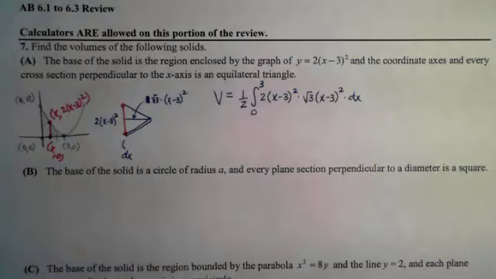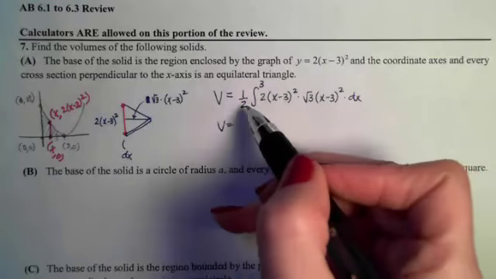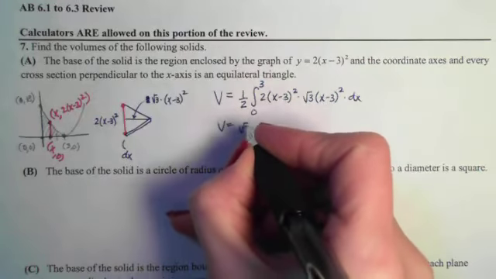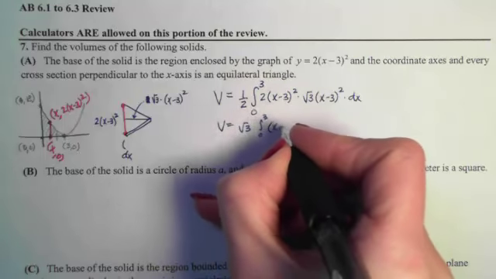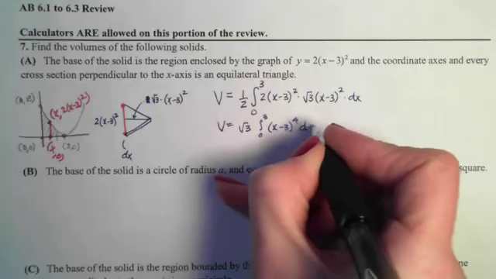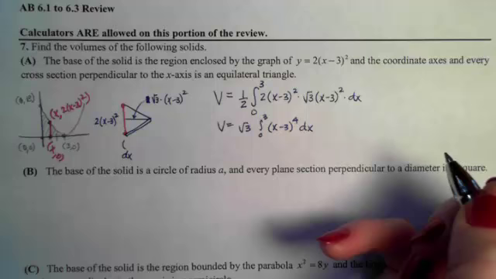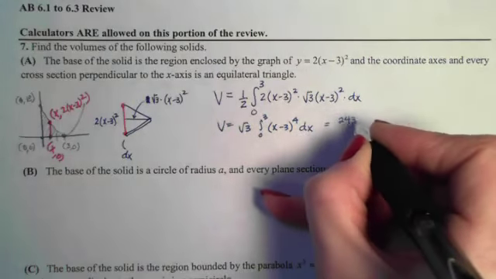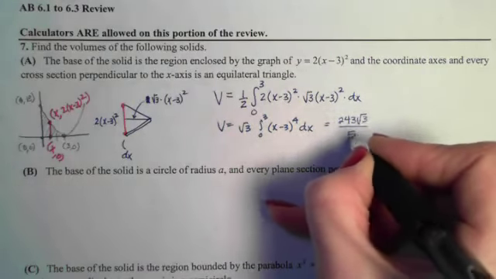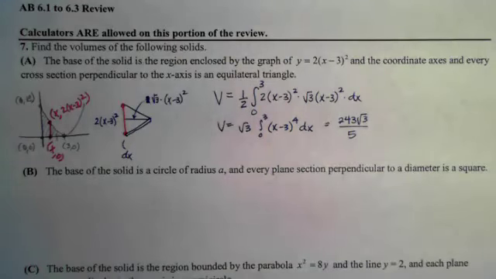So before I put this in my calculator, I am going to collect all of the constants. So the 1/2 and the 2 will cancel. I have a root 3 out in front. And then it looks like I have 2 of these, so that's an x minus 3 to the 4th. So if I multiply that out, I will end up with a 243 root 3 over 5. And I'm going to assume that you can put that into your calculator and get the answer out. So let's look at part B now.